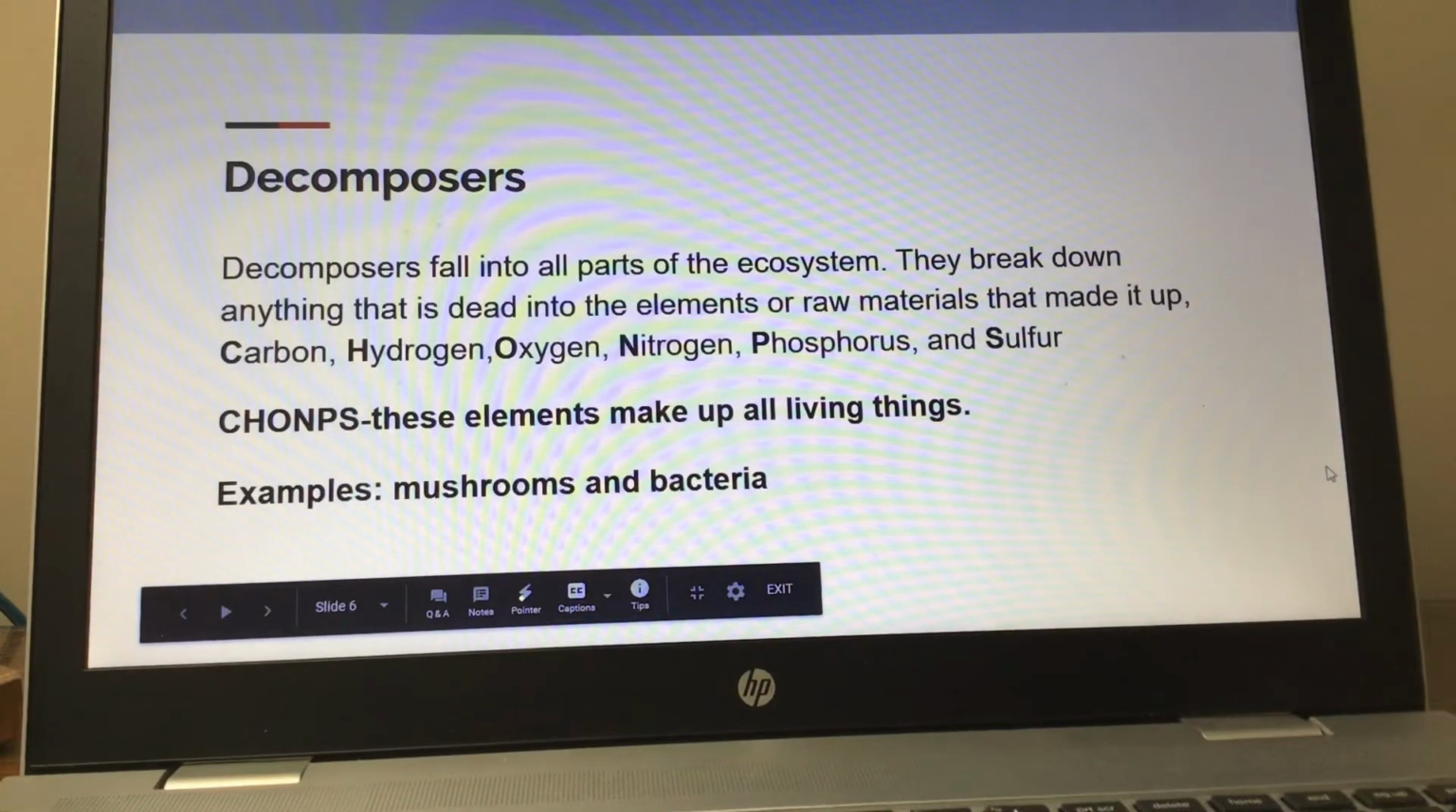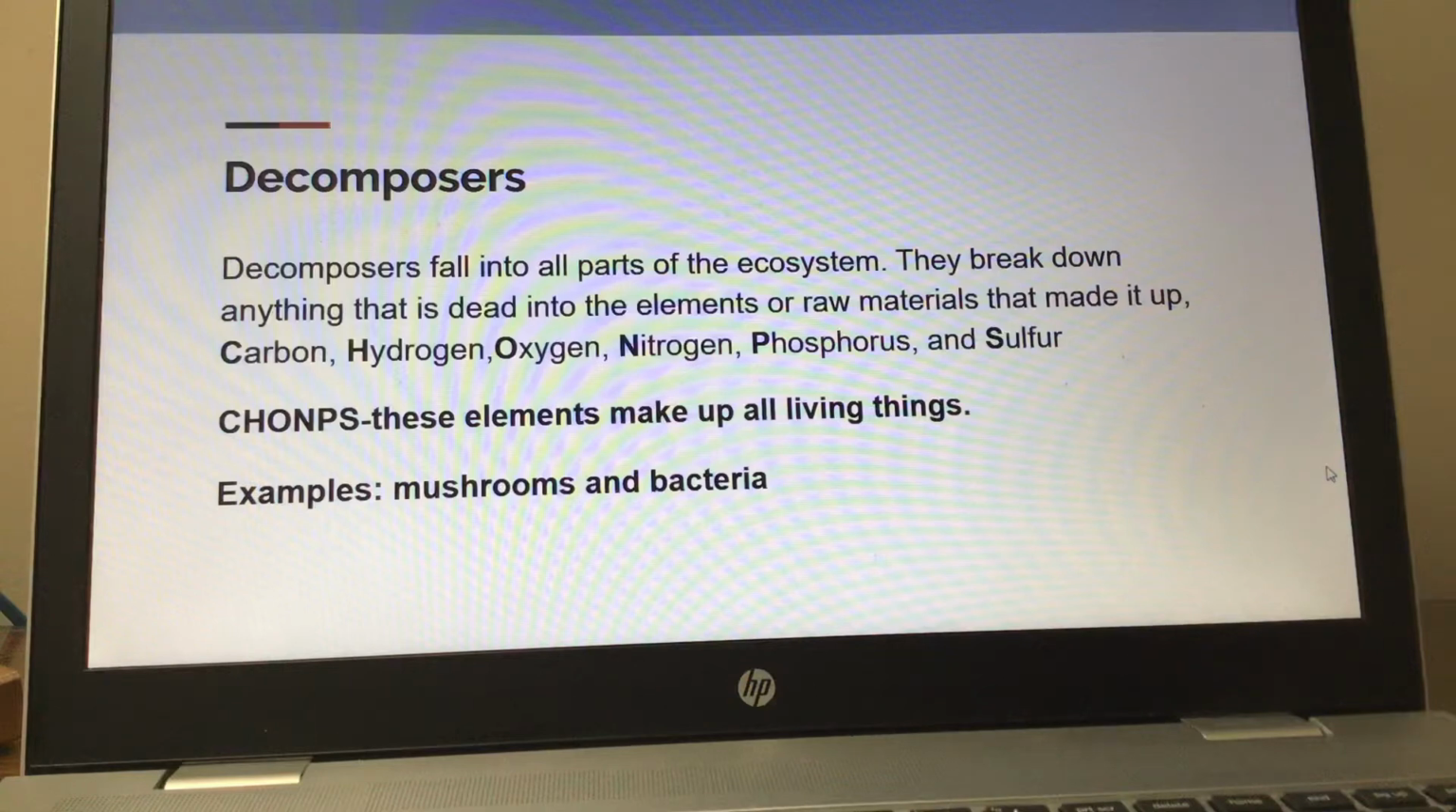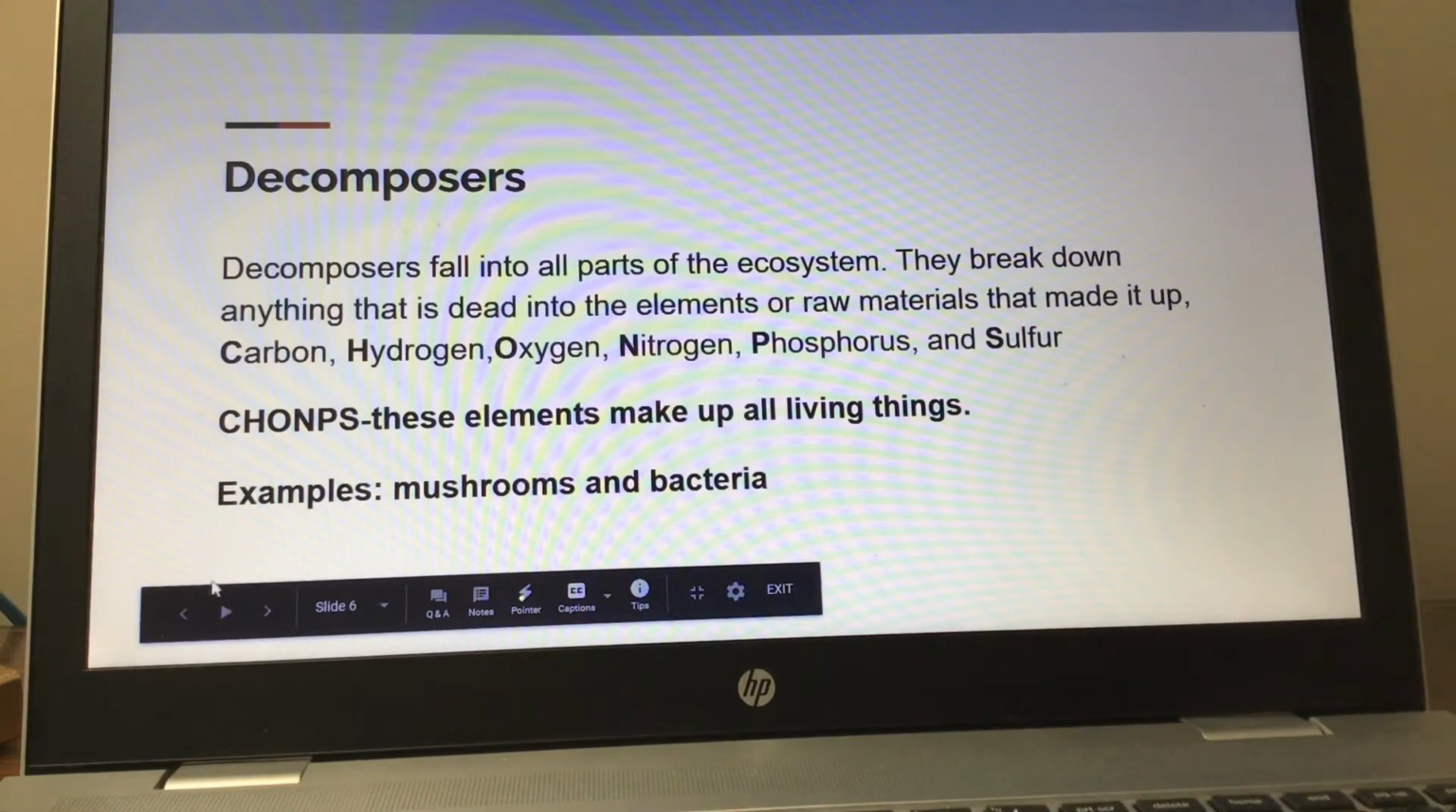Decomposers fall into all parts of the ecosystem. They can be in the producers, they can be consumers, first consumer level, secondary, tertiary, it does not matter. Anytime something dies, a decomposer, which is primarily fungus, mushrooms, and bacteria, will break down those dead things and turn them into their original elements that they're made up of. All living things are made up of carbon, hydrogen, oxygen, nitrogen, phosphorus, and sulfur in varying degrees. When something dies, a decomposer breaks those dead organisms down into their original elements. And that's the purpose of a decomposer. But depending on what level it is, depends on how much energy they get from that breakdown.